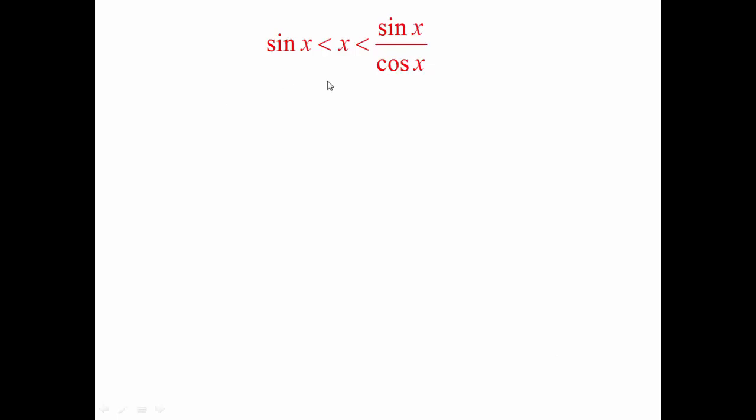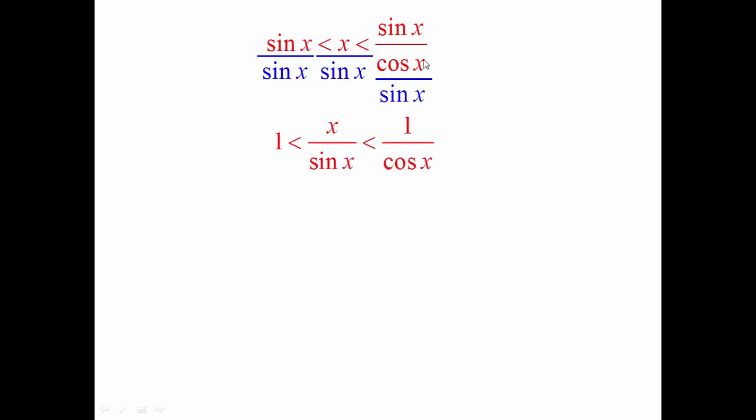I'm then going to go ahead and divide out the sine on all 3 pieces. As long as I do it to all 3, it's perfectly legal. So if I divide everything by sine, sine over sine cancels to 1. I then have x over sine here. And then keep in mind here, sine over cosine divided by sine, the sines are going to cancel out, and we're left with 1 over cosine.